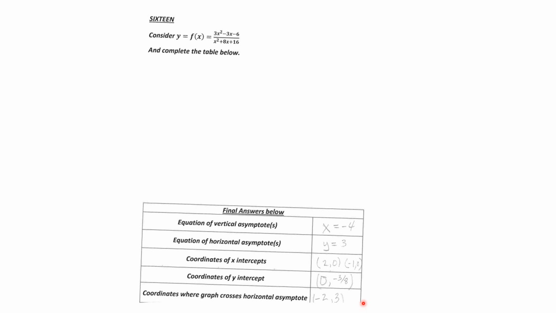And when you check when y equals 3 on this graph, you can solve that and you'll find out that it crosses the graph at 2, comma 3. Y is 3, and so you're solving for x there. So it is at minus 2, comma 3.